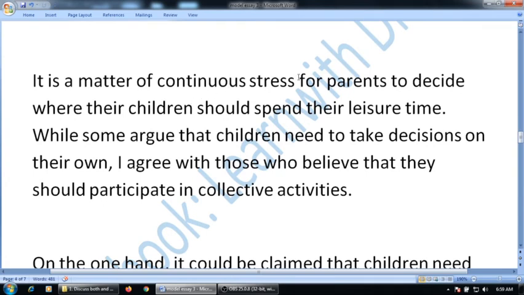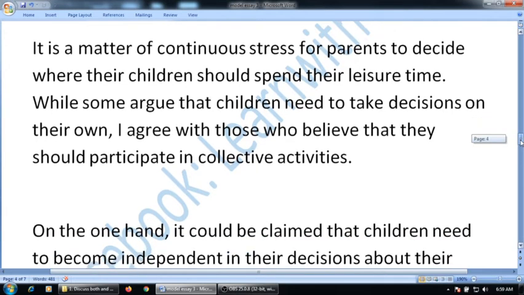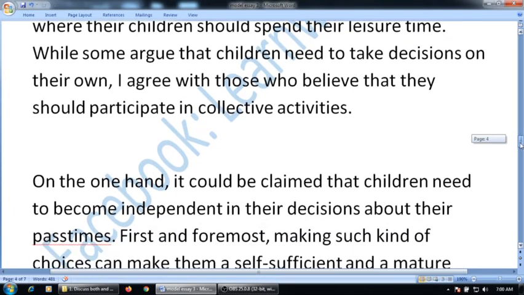It is a matter of continuous stress for parents to decide where their children should spend their leisure time. That is okay. While some argue that children need to take decisions on their own, I agree with those who believe that children they should participate in collective activity. This is referencing, very good referencing here. So if you don't know what is referencing, go to my grammar course, and I will teach. There is a complete video on referencing.